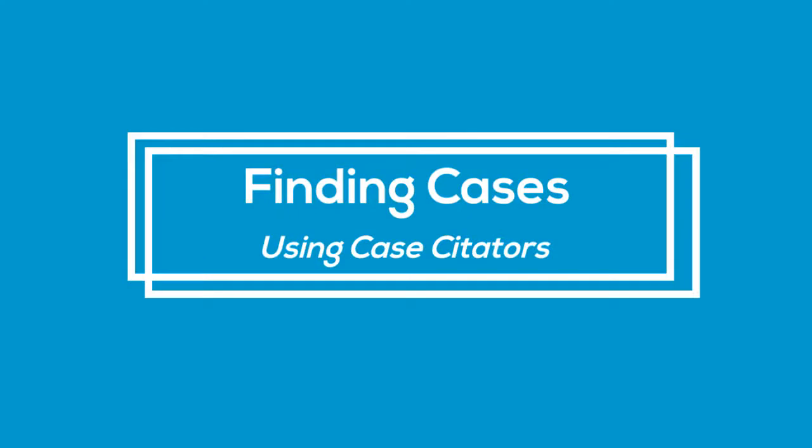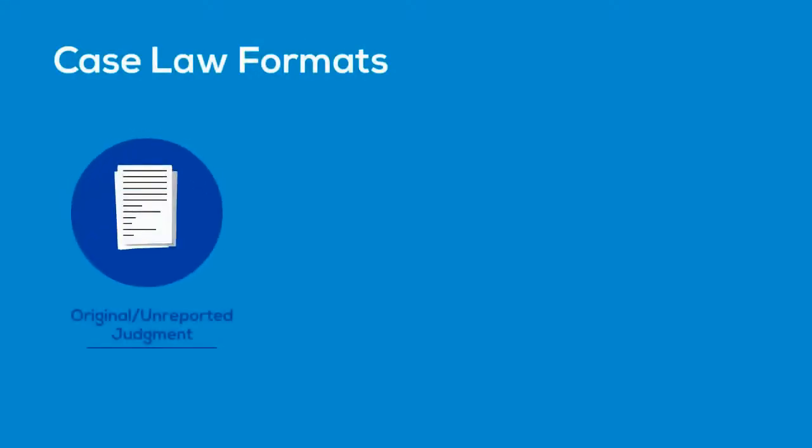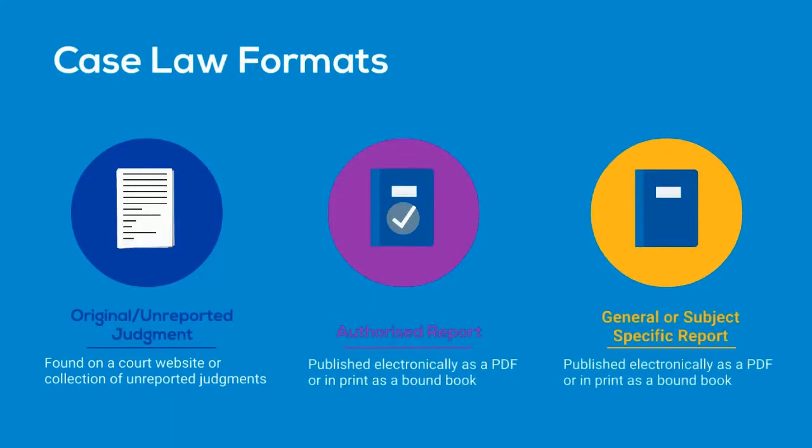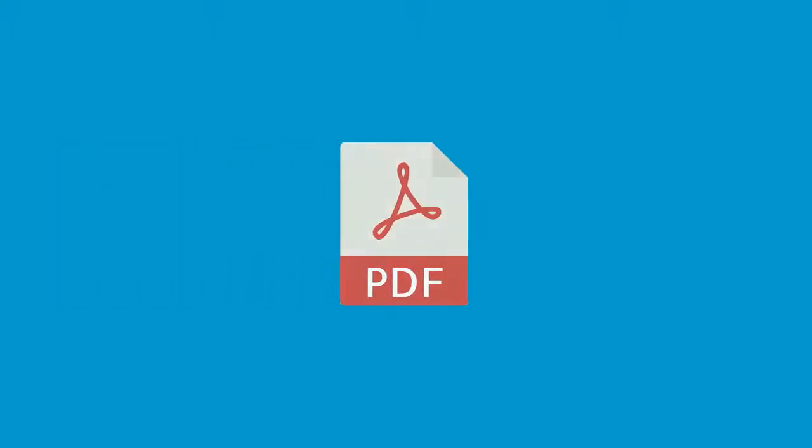This video looks at how to find Australian cases using case citators. Case law exists in a number of formats. The original judgment, which for contemporary cases can be found on a court website or unreported judgments collection, in an authorised report, like the Commonwealth Law Reports, or in general or subject-specific report series, like the Australian Law Journal Reports. You will most likely access case law electronically as a PDF document.